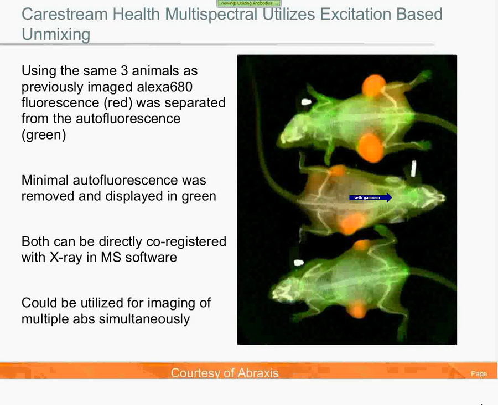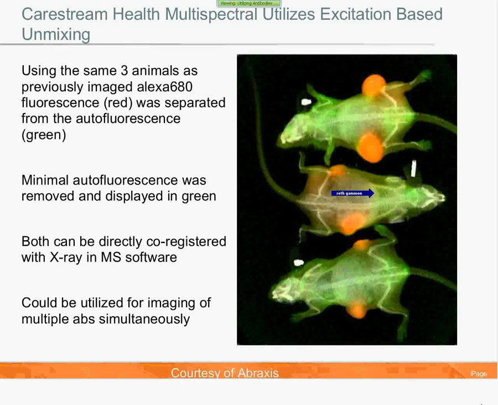One could think about using this multispectral capability not just for removing autofluorescence, because as we saw it wasn't a big problem in this particular experiment, but rather it could be utilized for screening multiple antibody fluorophore conjugates simultaneously for appropriate binding to either a tumor or a target site.